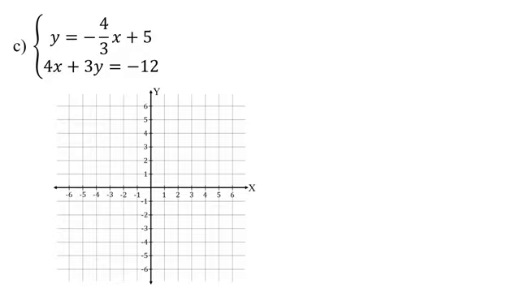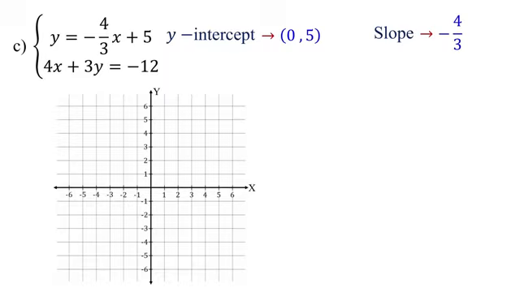The first equation is given in slope-intercept form, so you can use the y-intercept and the slope, while the second equation is given in standard form, so you can use the intercept method. The y-intercept of the first equation is the point (0, 5), and the slope is -4/3. As we did in the previous example, we will start by plotting the y-intercept, which is located at (0, 5).